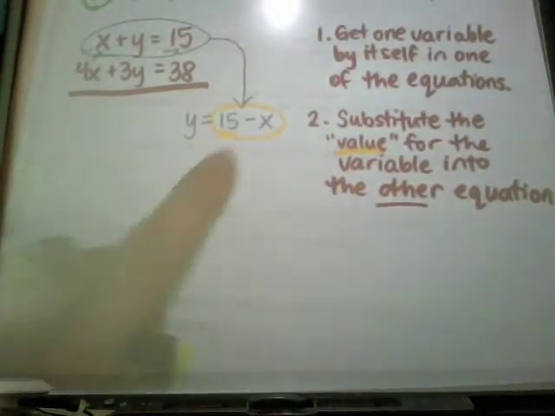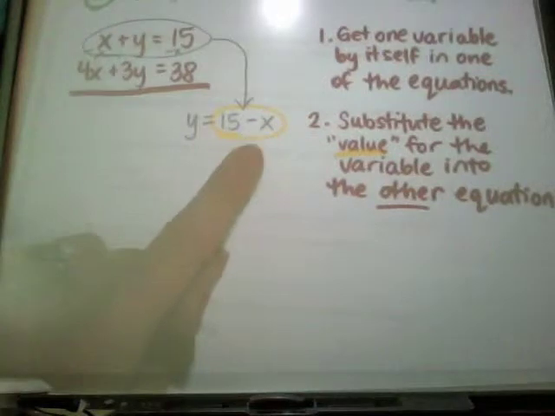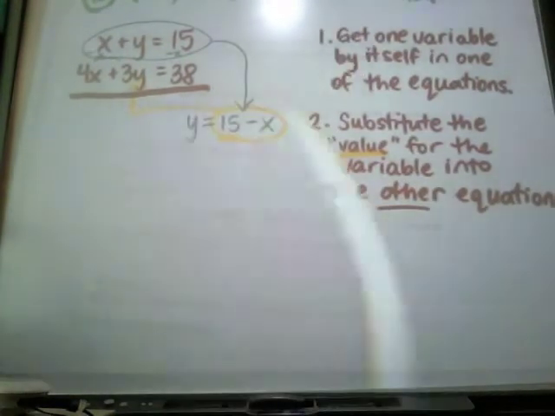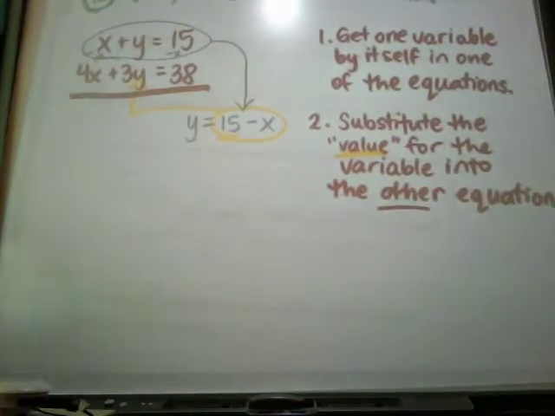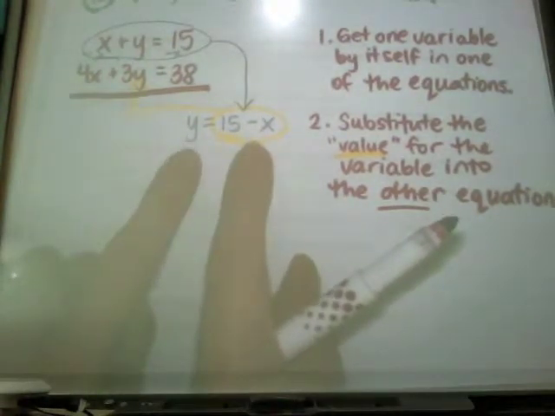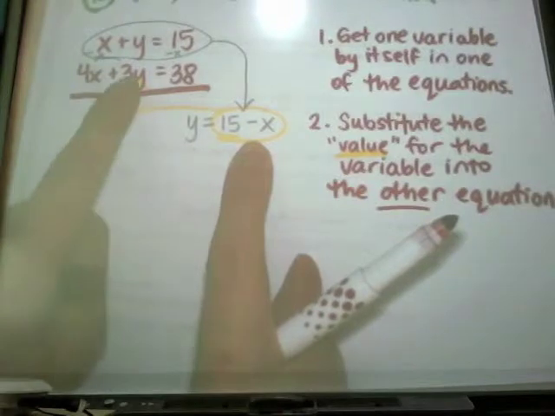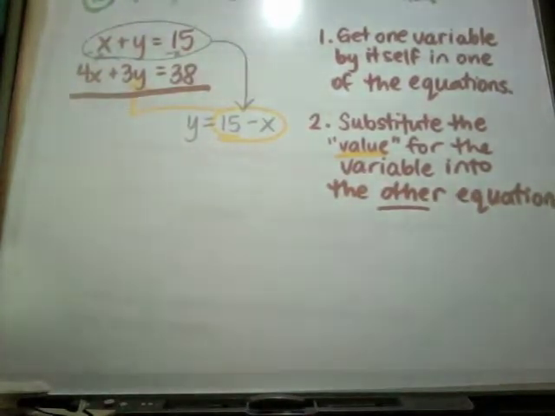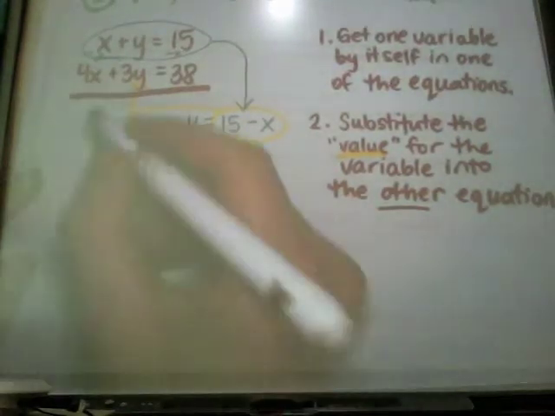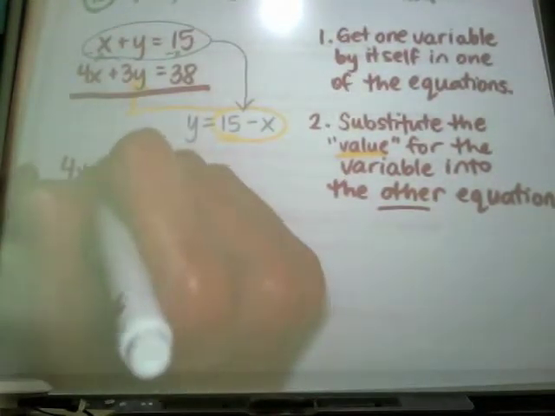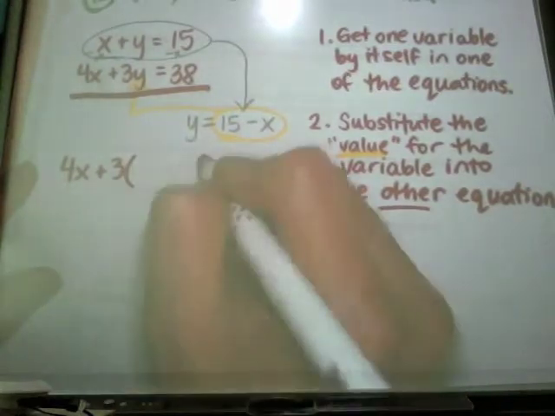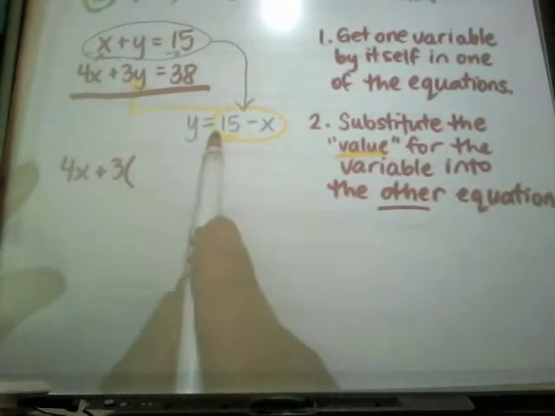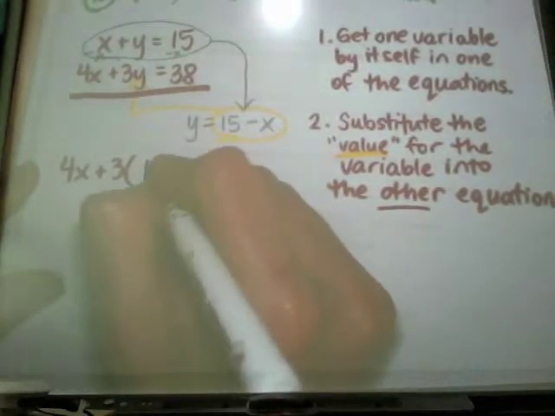So what I'm going to do is take this value that I highlighted in yellow, and I'm going to substitute it for the y in the other equation. If these two sides of the equation are equal, then I should be able to substitute the 15 minus x in place of the y. So here's what happens when I do that. I still have 4x plus 3 times my value of y. Well, I could either write y and then I can't solve it, or I can write this amount that I know y equals.